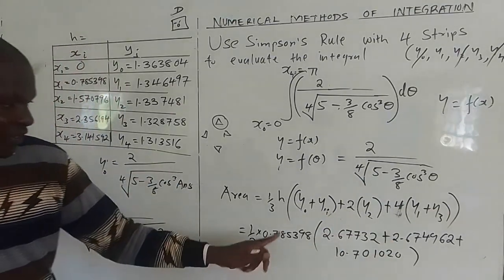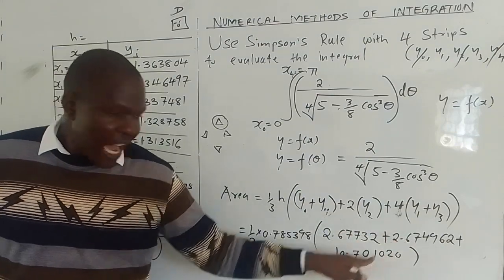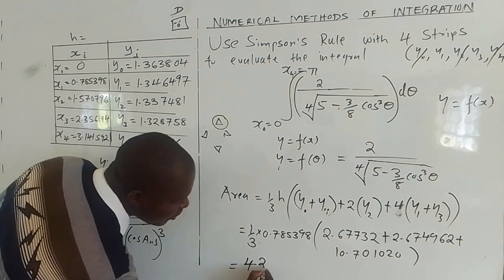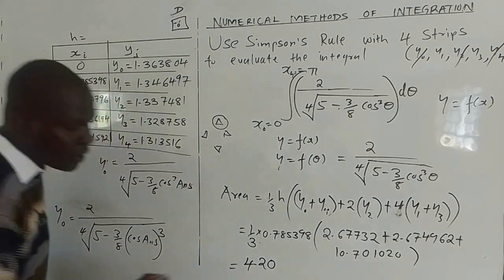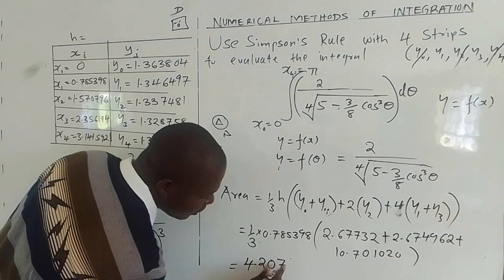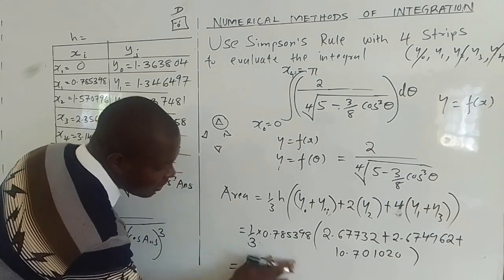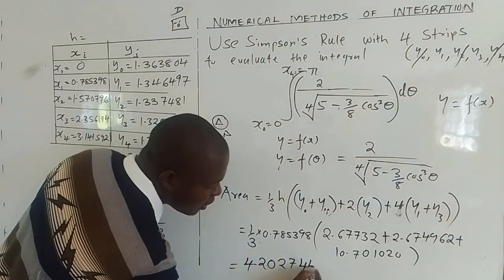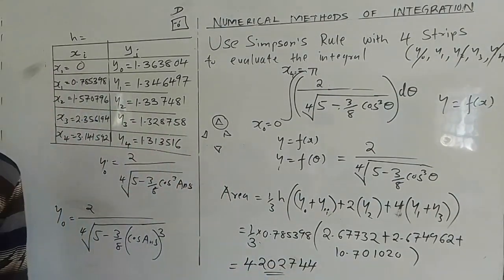What do you have? If you add the whole of this, a third times this, open bracket and add the three terms inside the bracket, you have 4.202744. So that is the area to 4 decimal places. Are we together?